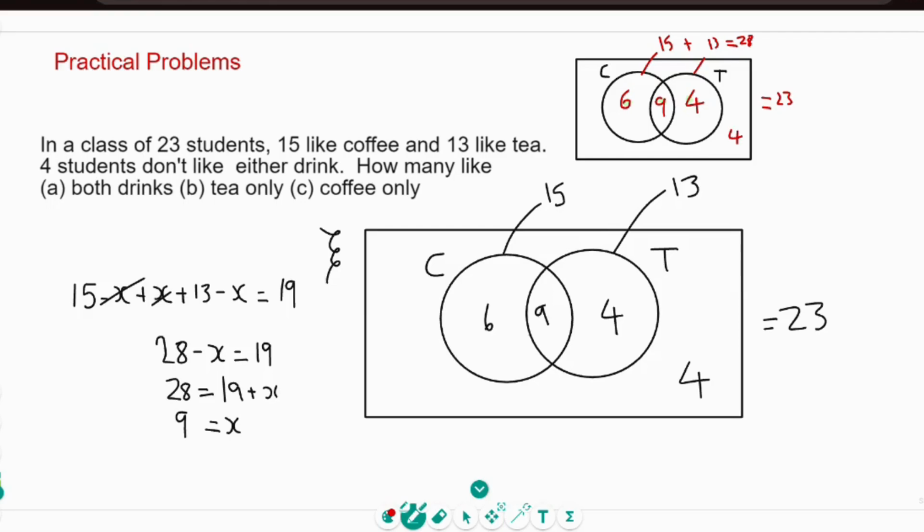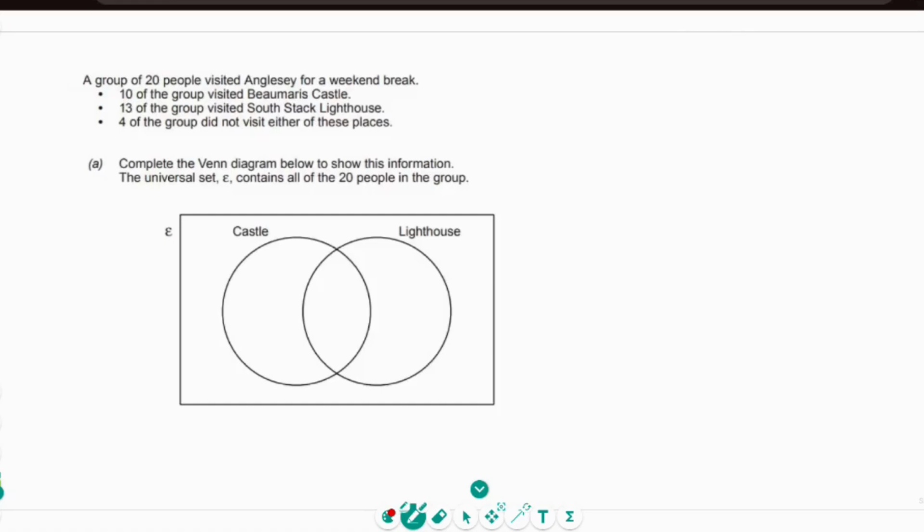Okay, so I'll give you a couple of questions to do, similar-ish to that. The first one's easier. The second one is a little bit more complicated.